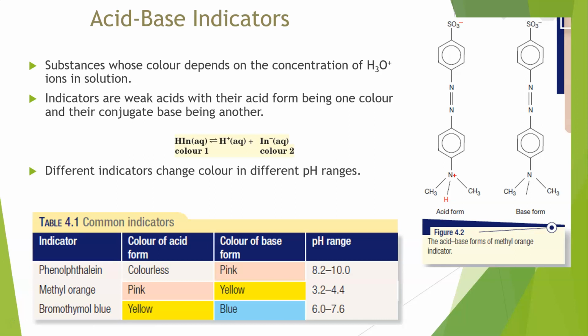As we've mentioned before, being able to determine the pH of the equivalence point affects what indicator we would use in a titration. Indicators change color depending on the H3O plus concentration in solution. They are weak acids, with their acid form being one color and their conjugate base being another color. Because they're weak acids, they are in an equilibrium system, where the protonated indicator loses the proton, forming the conjugate base, which is a second color. So the different indicators change color in different pH ranges, as we've seen before.